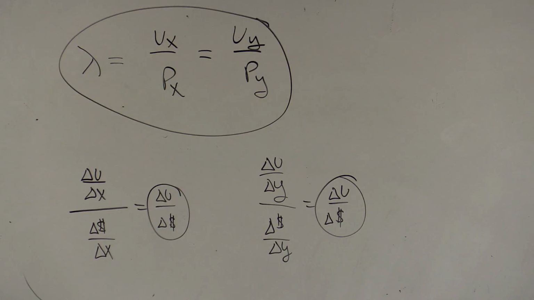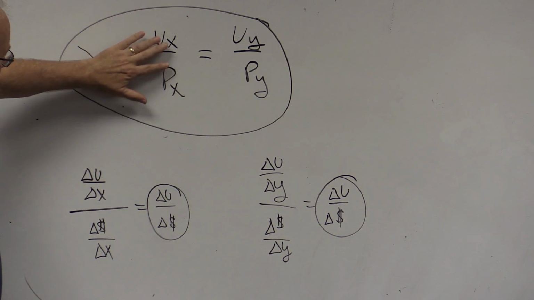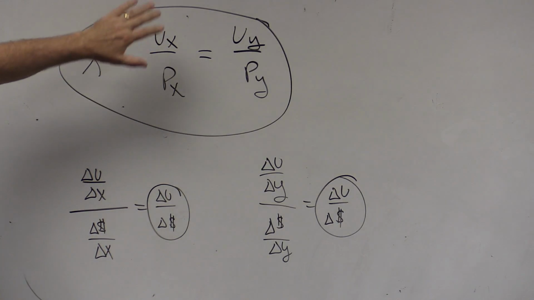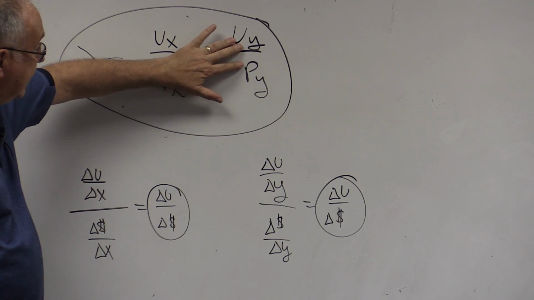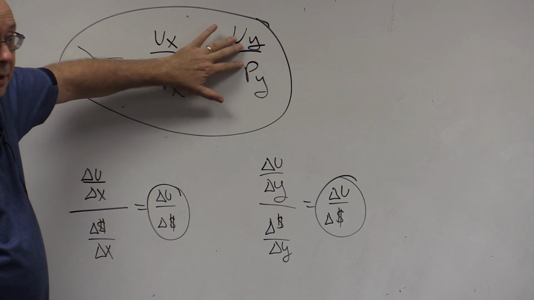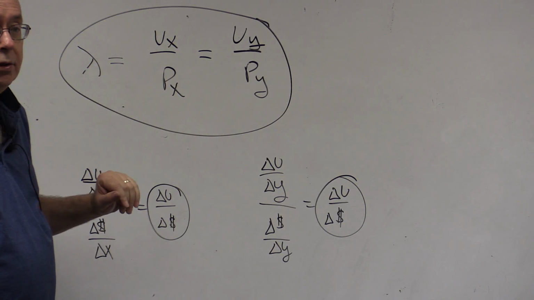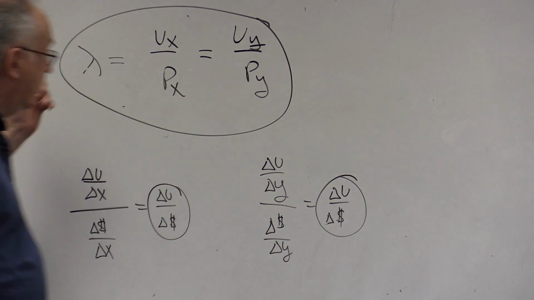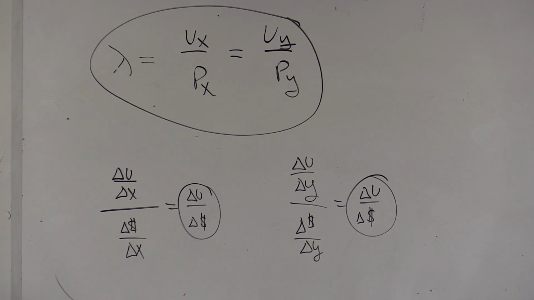Okay. So the verbal interpretation of this is that the extra utility from the last dollar spent on good x has to be the same as from the last dollar spent on good y. These have to be the same. And what is this? That's just your marginal utility of income. Delta u over delta dollar is just the marginal utility of income. So that's kind of an intuitive interpretation of this result.